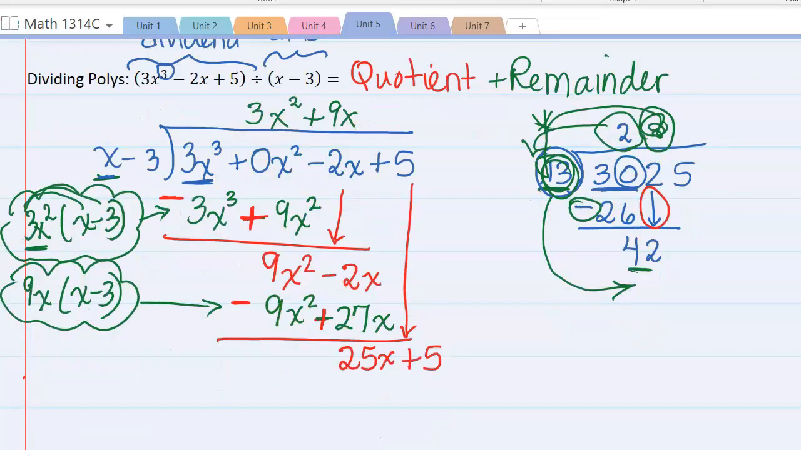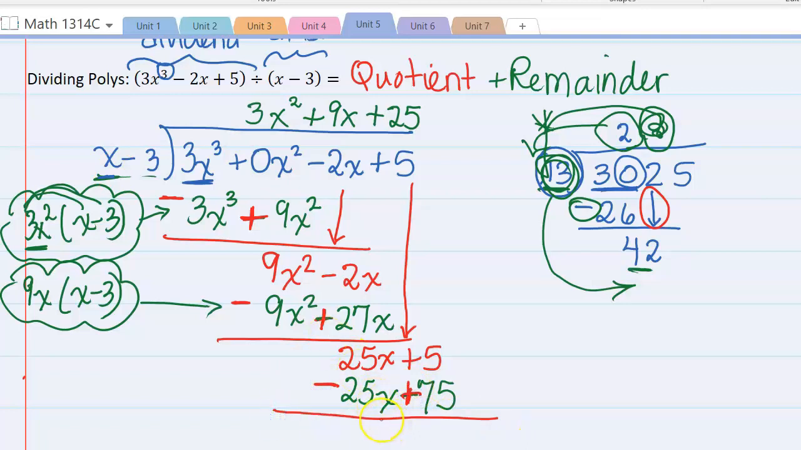I'm ready to continue, and I'm going to ask again, x times what will give me my 25x? I need to multiply by 25. When I do that, I get 25 times x is 25x. Then I need to multiply 25 times a negative 3. That's going to give me a negative 75. We're going to change the sign, and add. The 25x's are gone, and I end up with just 80. And that is my remainder.